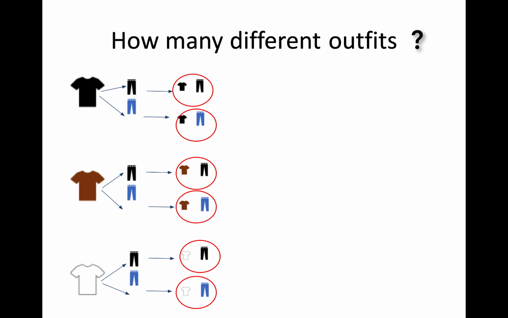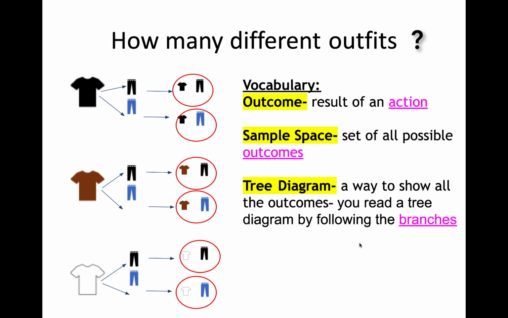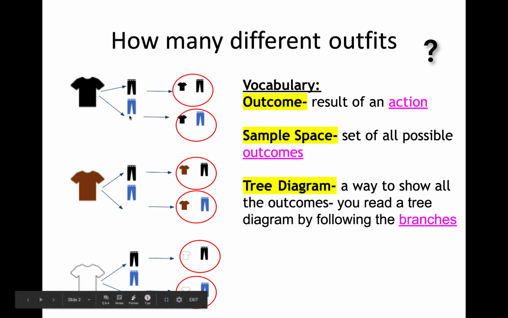At this time, make sure you have your Unit 8 sample space notes out next to you. We're going to start with some vocab. An outcome is the result of an action. So for example, my action was pairing these choices together. The result of that is I get these different outcomes. Sample space is a list of all possible outcomes. So this is the sample space you see in front of you. There are 6 outcomes for this event of my shirt choices and my pants choice.